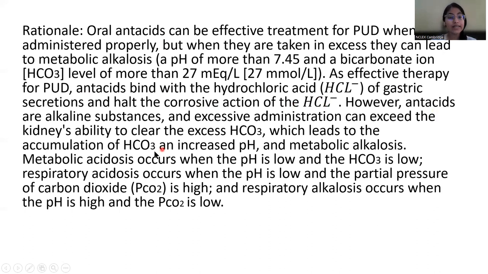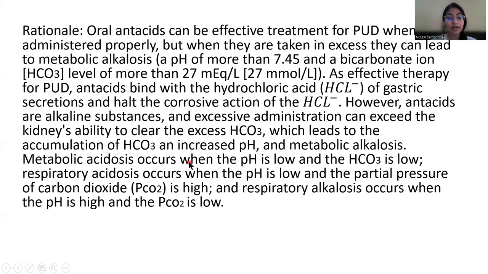However, antacids are alkaline substances. Excessive administration can exceed the kidney's ability to clear the excess HCO3. So if we take excessive antacid, then the kidney will not be able to clear the excess HCO3, which will lead to an increase of HCO3 and an increase in pH. So when pH is increased and HCO3 is increased, it means there will be alkalosis with a metabolic component. So it will lead to metabolic alkalosis.